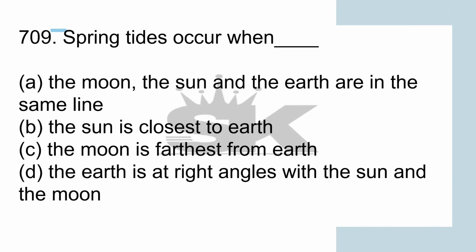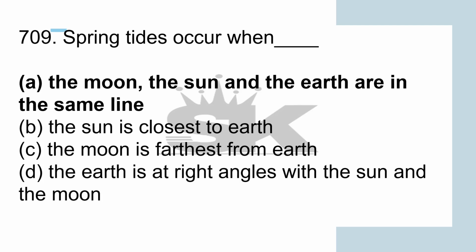Spring tides occur when... spring tides are especially strong tides. Okay, they occur when the earth, sun and the moon are in a line. Okay. So the gravitational forces of the moon and sun both contribute to the tides. So spring tides occur during the full moon and the new moon time. Okay. So here the answer is the moon, the sun, and the earth are in the same line. Okay.